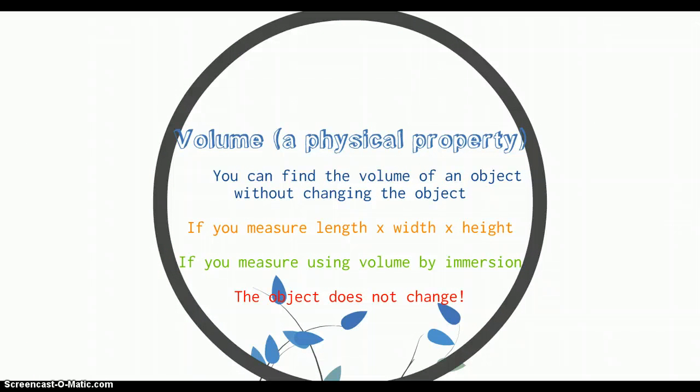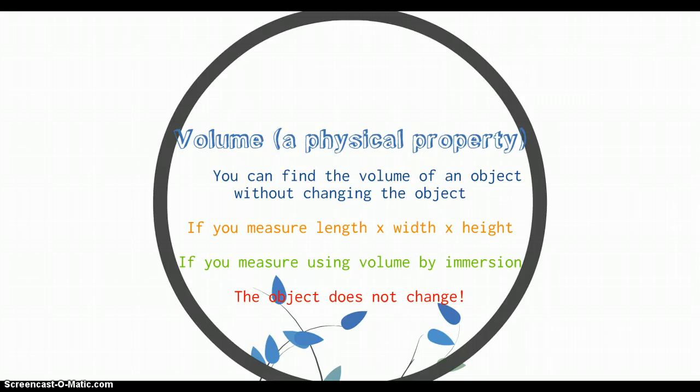Volume is another physical property we've already talked about, but it's something that you can change and have the object still be the same. So you can find the volume of an object without changing the object. If you measure length times width times height, that doesn't change the object. If you do volume by immersion, that doesn't change the object. It would just get wet, but it'd still be the exact same object. That's the key with what these physical properties are. They're things that you can observe without changing what the object is. So all these things that we talked about so far, length, mass, and volume, you can figure all those out, and it's the same object.